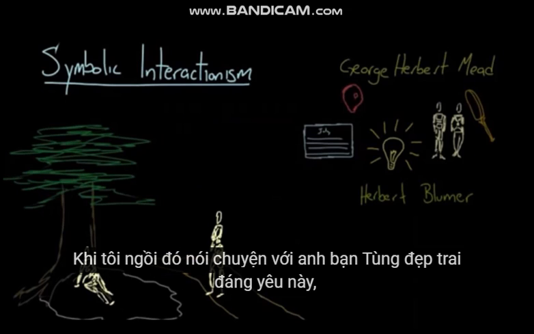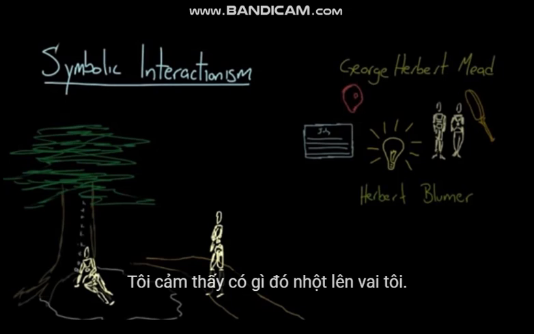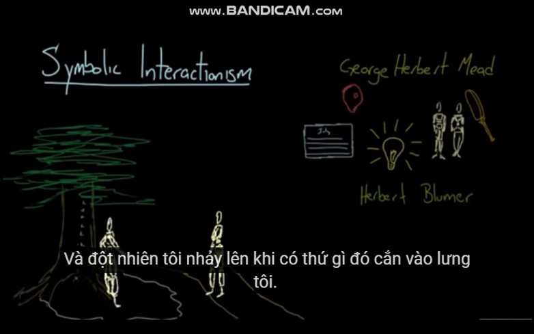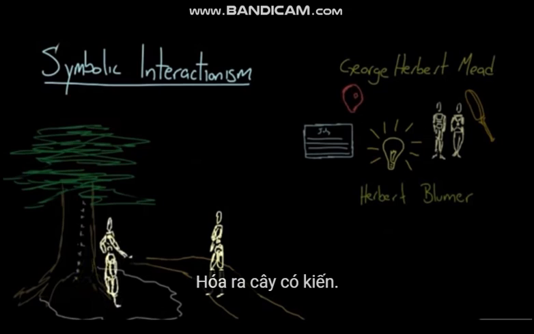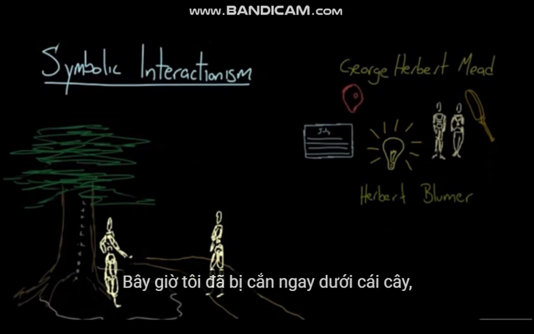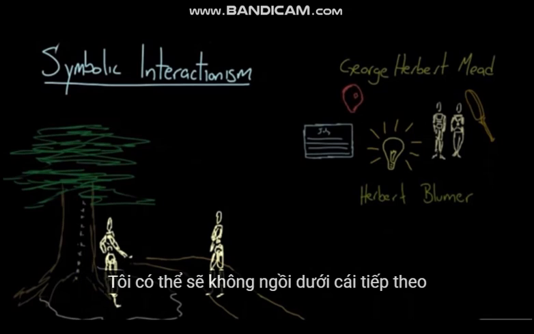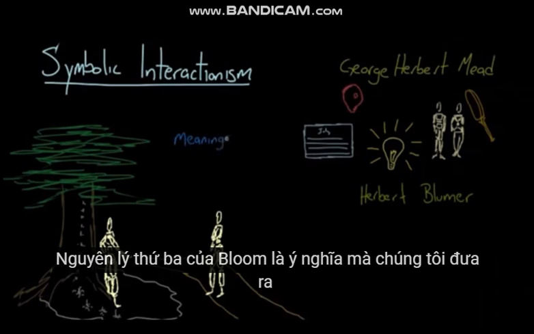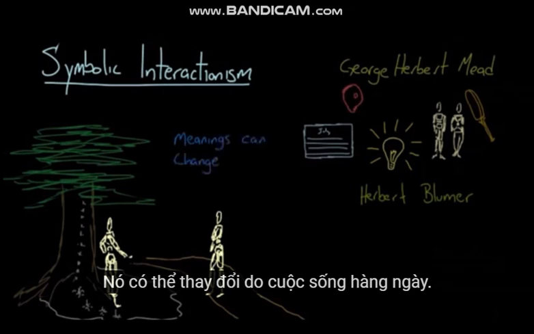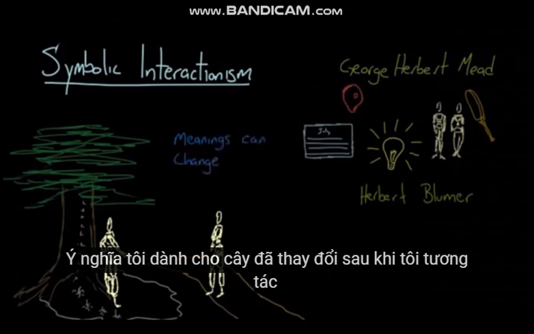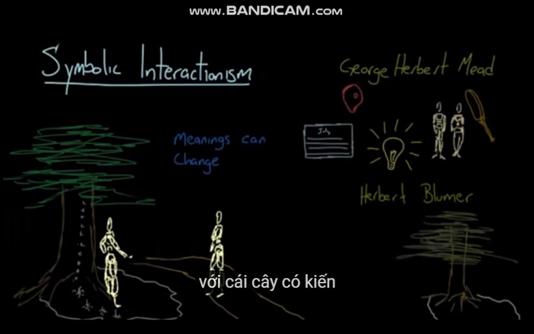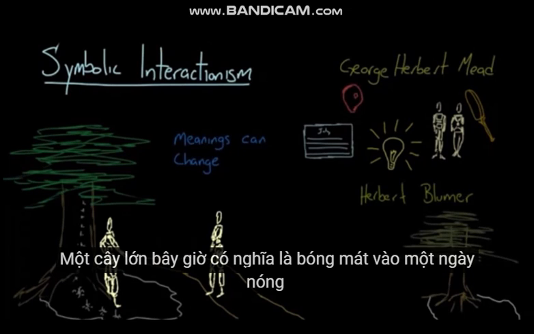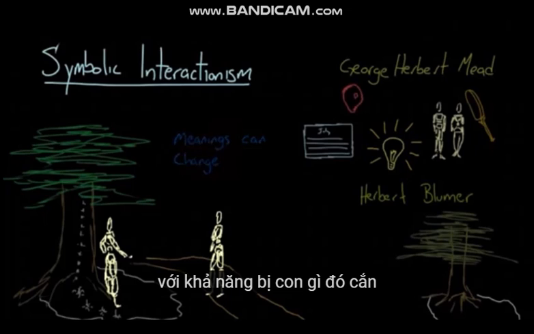As I'm sitting there talking to this lovely person, I feel something tickle my shoulder, and suddenly I jump up as something bites my back. Turns out the tree was infested with ants. Now that I have been bitten under a tree, I might not sit under the next one I find because it might also be infested with ants. Blumer's third tenet was that the meaning we give something is not permanent. It can change due to everyday life. The meaning I give to trees has changed after my interaction with the infested tree. A big tree now means shade on a hot day with a potential for getting bit.